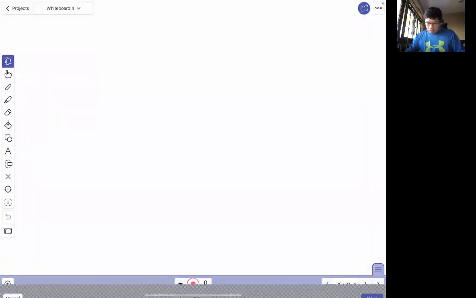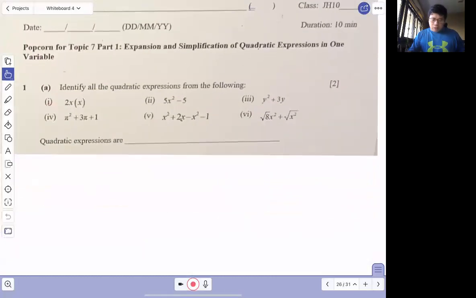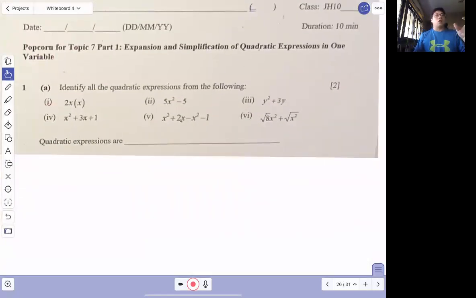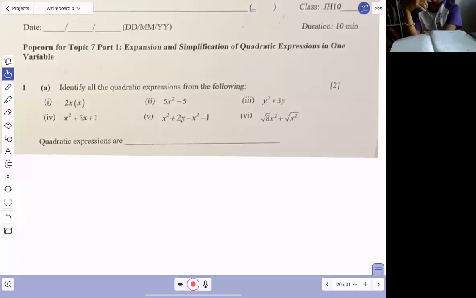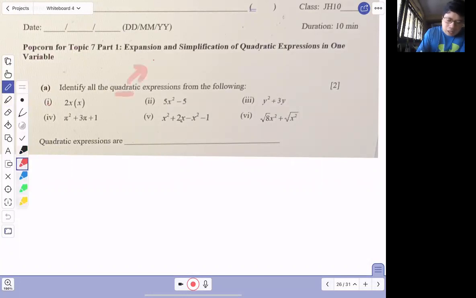I don't understand what they mean by identify all the quadratic expressions. Okay, identify means you recognize. So you basically need to tell us or write down, for example, which are the quadratic expressions in this question. So it will go back again to the definition of quadratic. Quadratic means that you are talking about the expression. It has a variable term.